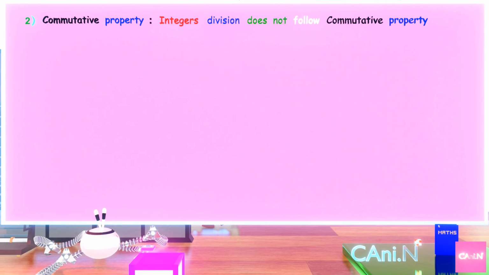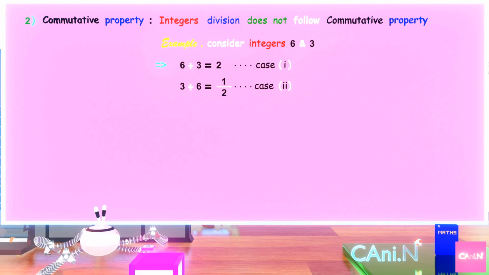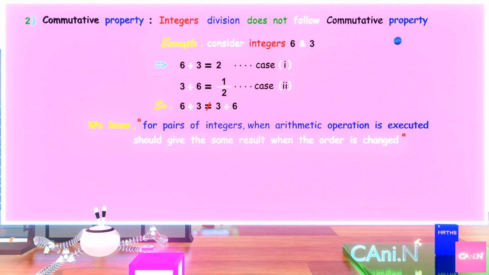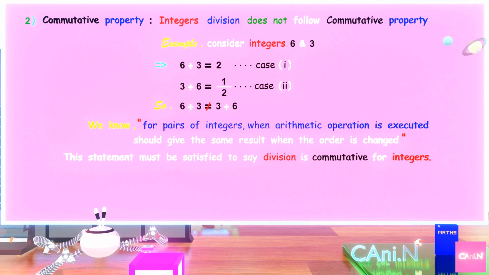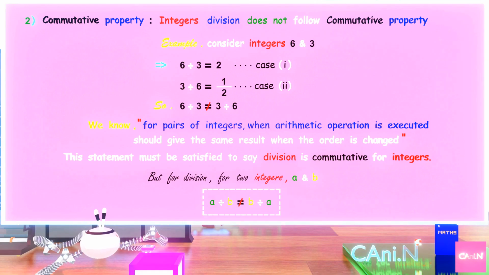Commutative property. Integer division does not follow the commutative property. Example: consider integers 6 and 3. 6 divided by 3 equals 2. 3 divided by 6 equals 1 by 2. So, 6 by 3 is not equal to 3 by 6. We know, for pairs of integers, when an arithmetic operation is executed, it should give the same result when the order is changed. This statement must be satisfied to say division is commutative for integers. But for division, for two integers a and b, a divided by b is not equal to b divided by a.